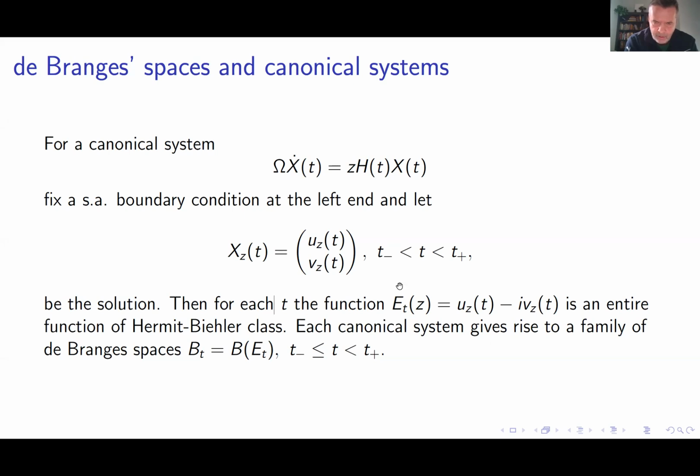Now, since we are only fixing the boundary condition at one of the endpoints, the system will have a solution for every z. It will be a unique solution. This all follows from the general theorems about existence and uniqueness of solutions for differential equations. And so let's find this unique solution denoted by x_z.